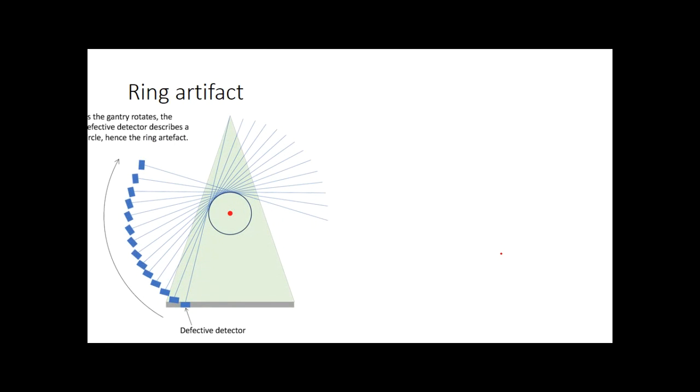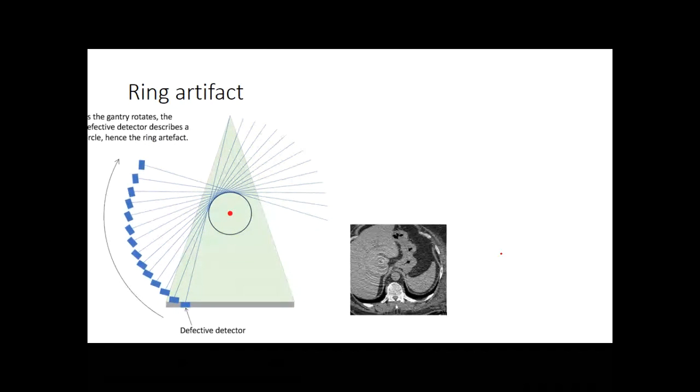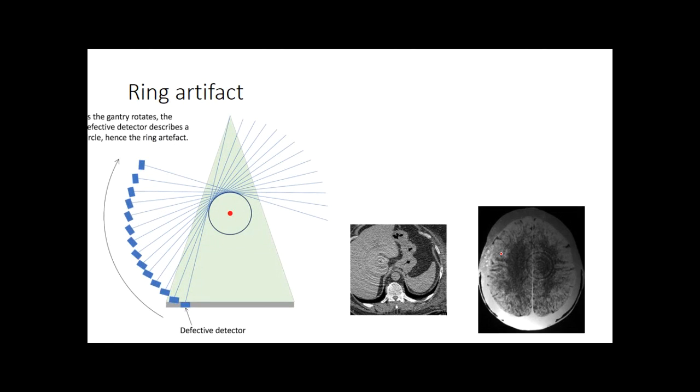Ring artifacts. I don't know how much you've seen them, but one of the reasons I wanted to talk about them is that they have several causes. One of them is failure of the detector. If you have a set of detectors and one of them failed or multiple ones have failed, you will see a ring artifact around it. Sometimes it's not total failure, it's just miscalibration. It needs calibration.